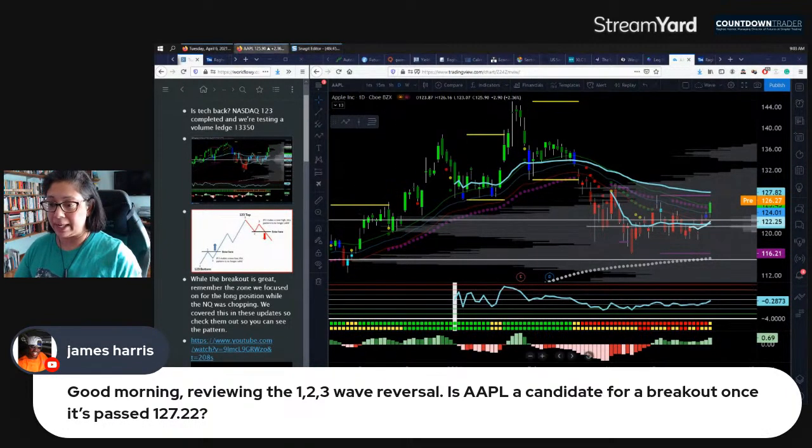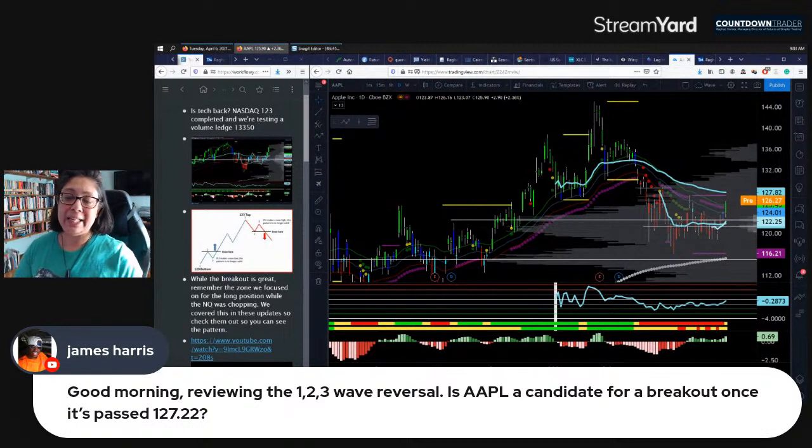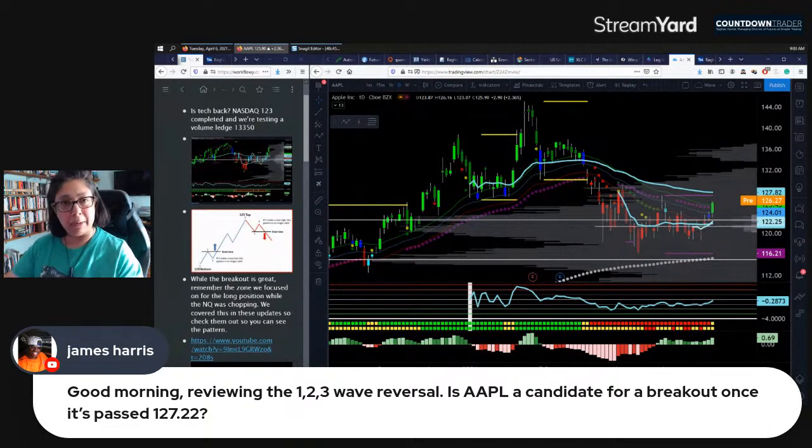Now, is Apple setting up something like this? Ideally, a 1-2-3 is a brand new 12-month low or high, depending on what you're reversing. Ideally, it's also a reversal from a previous trend. So Apple is going to be more akin to what we see in the NASDAQ, a little bit more of the continuation type. So yes, if we can take out the swing high, call it 127.20 to about 129, that area, we've got 2 swing highs there. That would be the completion of a 1-2-3.